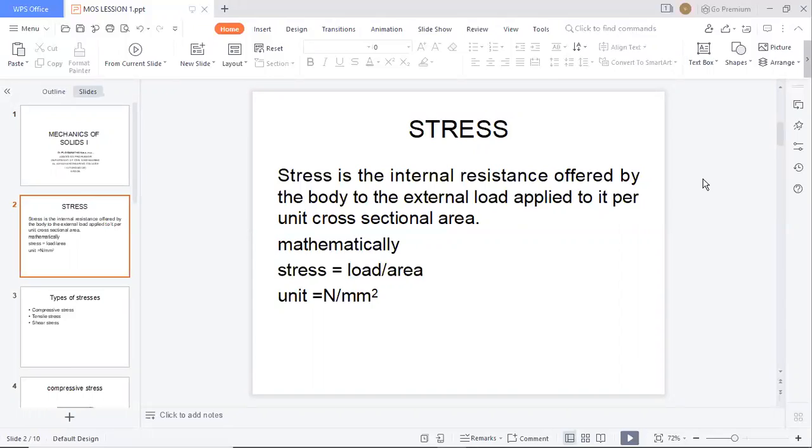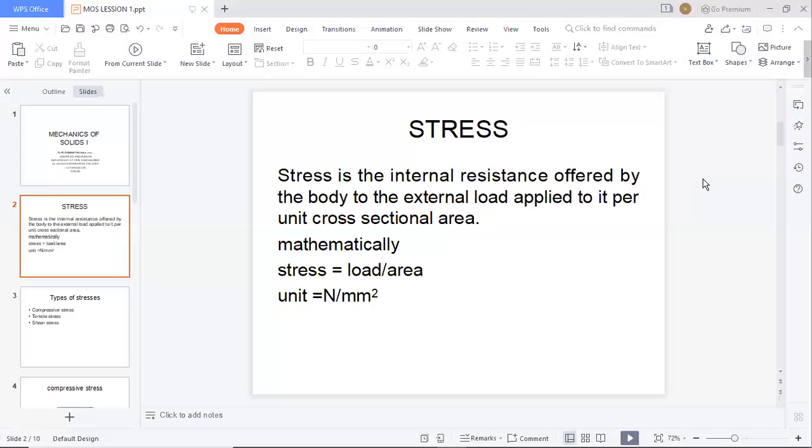That is the internal resistance offered by the specimen or the body to the external loads. So what are the external loads? The loads are different: the compressive load, tensile load, shear forces, or compressive forces, tensile forces, etc. So these are the loads or forces. This is the simple definition.